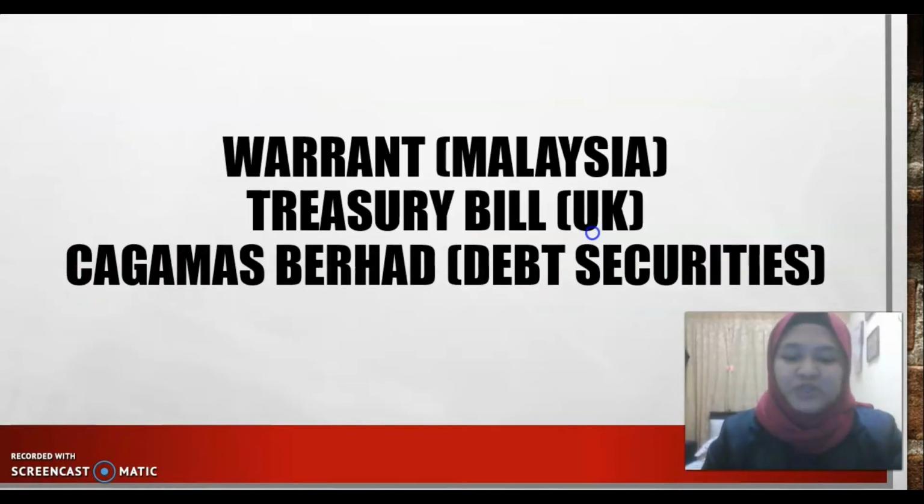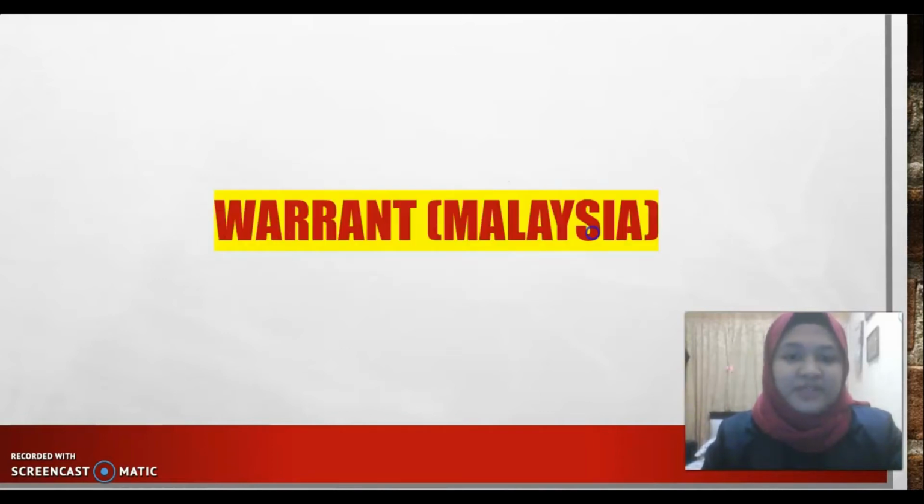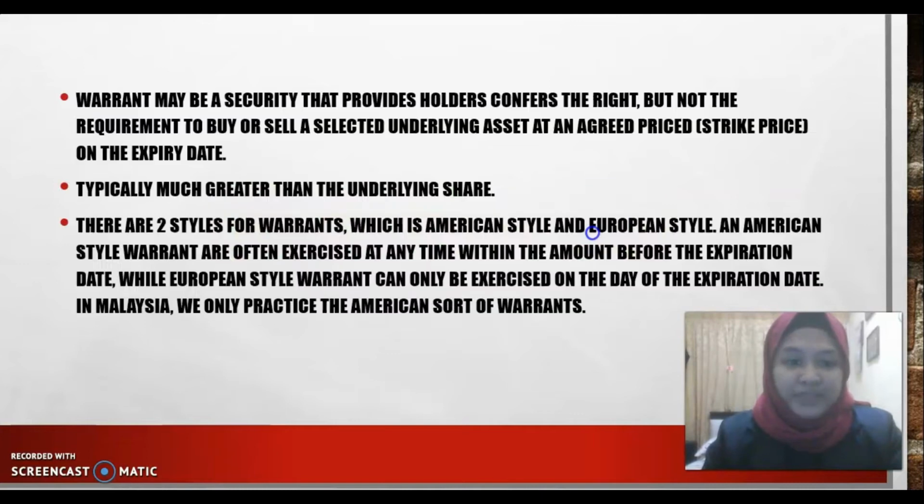Our group already chose three instruments, which are Warrant from Malaysia, Treasury bill from the UK, and Cagamas Berhad, which is a debt security. Today I will present about the first one: define what it is, the purpose of its creation, and how it is created. For the three instruments that I talked about before, the first instrument is Warrant Malaysia.